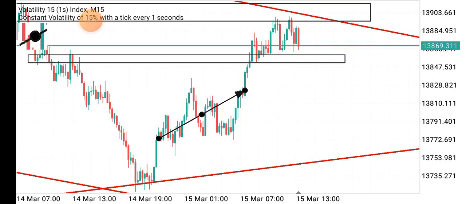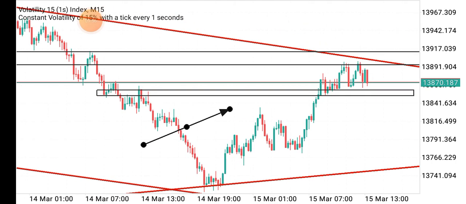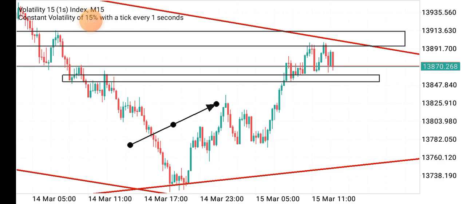All right, so there are so many opportunities on the chart on a regular basis. You just need to understand what you are doing and how to go about it.